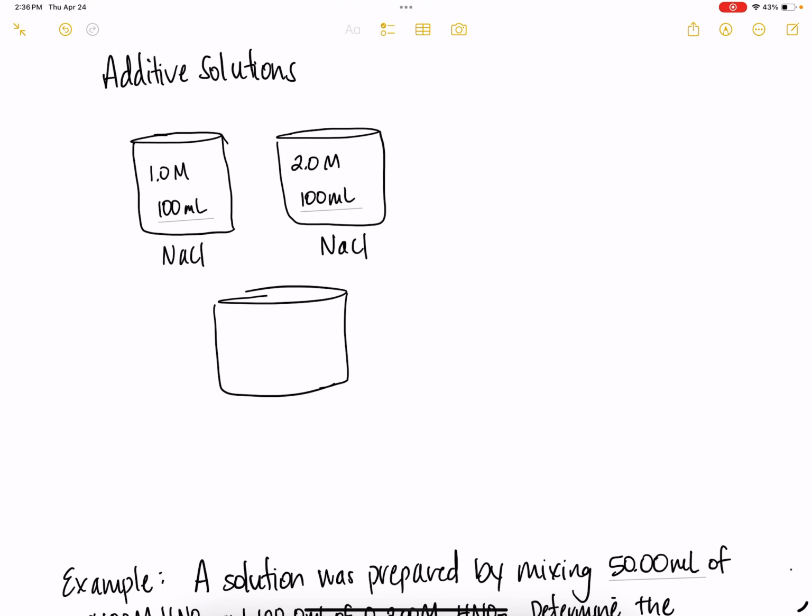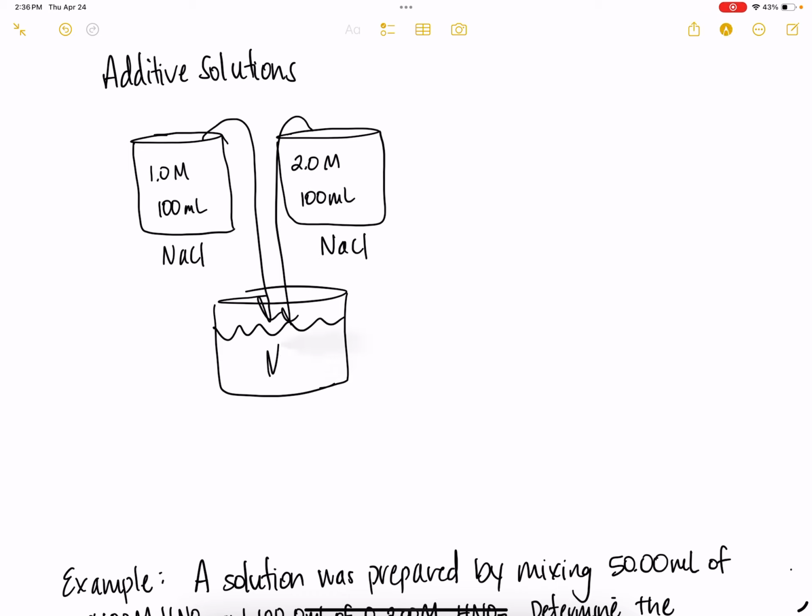This video is on adding solutions together and how we perform molarity calculations if we have indeed done just that, adding two solutions together. So let's say I have a solution of 1 molar NaCl, 100 milliliters, like in my first beaker, and then in my second beaker I have a 2 molar solution of NaCl, also 100 milliliters. So the question becomes, what if I dump these two solutions together into my new beaker?